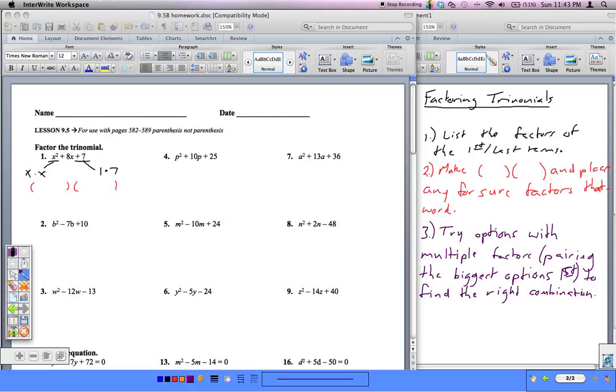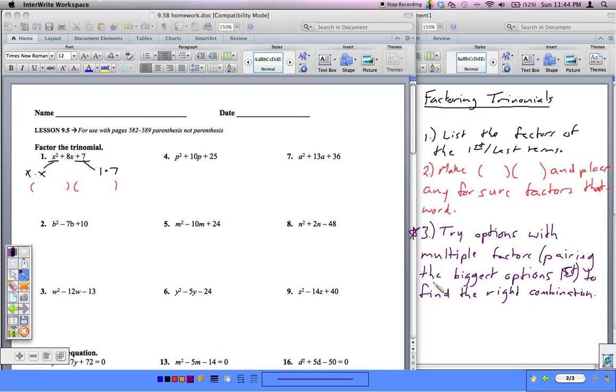So we listed the factors of the first and last terms. Here's the first term and its factors. X times x is the only way to multiply and make x squared. Then for the number 7, it was 1 times 7 that would multiply to make 7, and that's the only way to do that. Now the third step is kind of where it gets difficult. We need to try options with multiple factors, pairing the biggest options first to find the right combination.